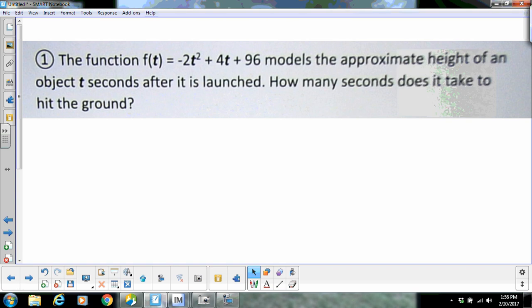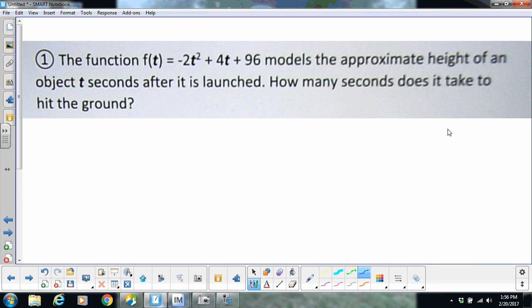All right, so I'm going to do a few problems off of worksheet 61 now for you. And you're going to start by reading. It says the function f of t equals negative 2t squared plus 4t plus 96 models the approximate height of an object t seconds after it is launched. How many seconds does it take for the object to hit the ground?